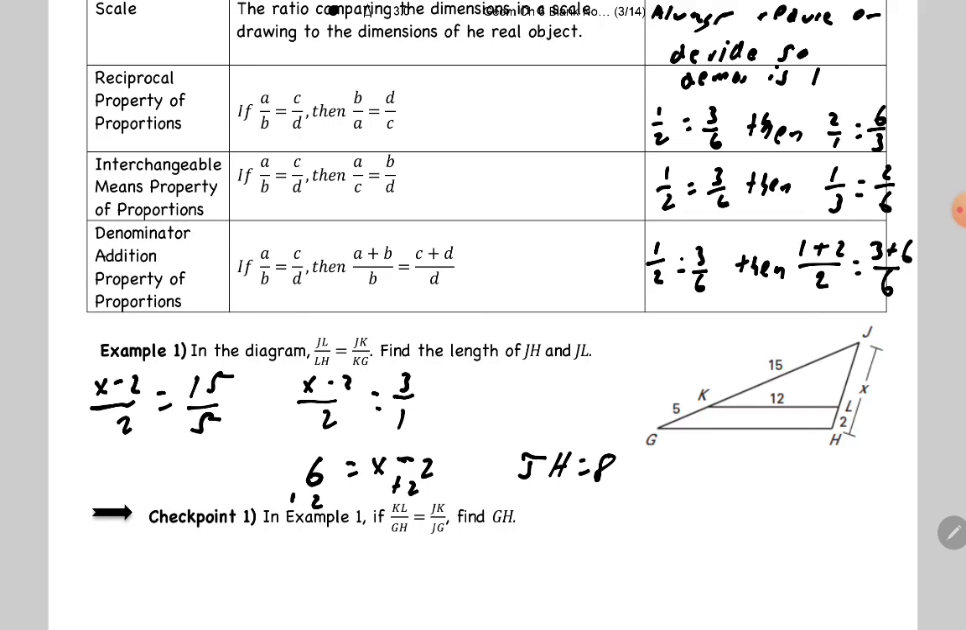So what is JL now? JL would be 8 minus 2, which is 6.